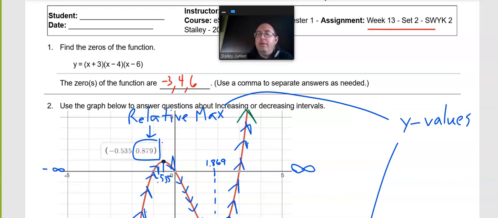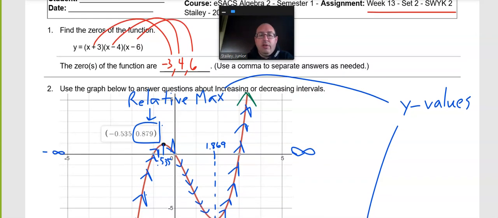We are back at week 13, set 2, SWYK 2. Same old scenario with our first question. Set each one of the factors equal to 0 and solve them. And we get negative 3, 4, and 6. Same old broken record on that question.